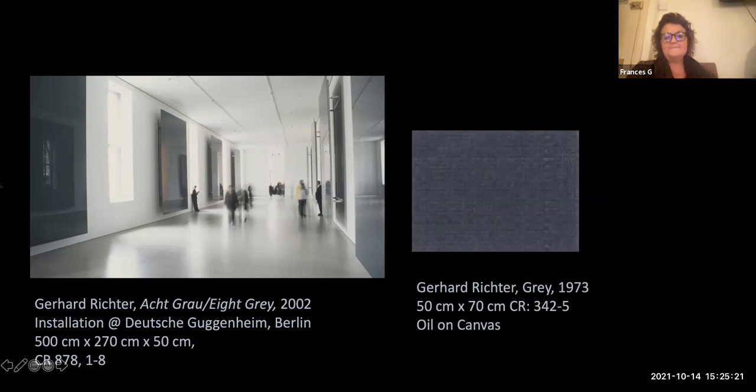So just to say, there are 3 or 4 versions of 8 Gray, and each one is a replication of the others, but they are slightly different in dimensions, and each one is made for the site in which they sit. So there's one here in Berlin, there's one in Japan, there's one at Dia in upstate New York.